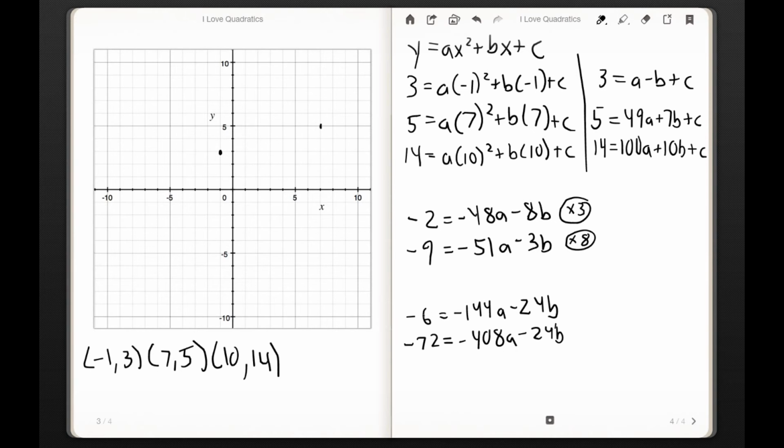So we are subtracting the bottom equation from the top equation. Negative 6 minus negative 72 is negative 6 plus 72. That's positive 66. And negative 144 plus 408. It's a little tricky to do in your head. Let's see. Negative 144 plus 408 is the same as 408 minus 144. We just flipped it around. Do a little quick subtraction there. Okay, so we're going to get 264a.